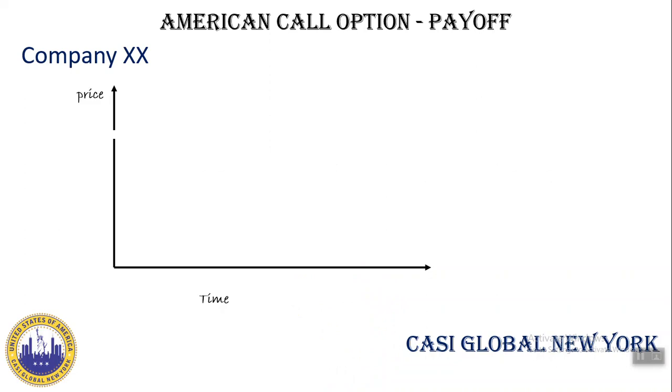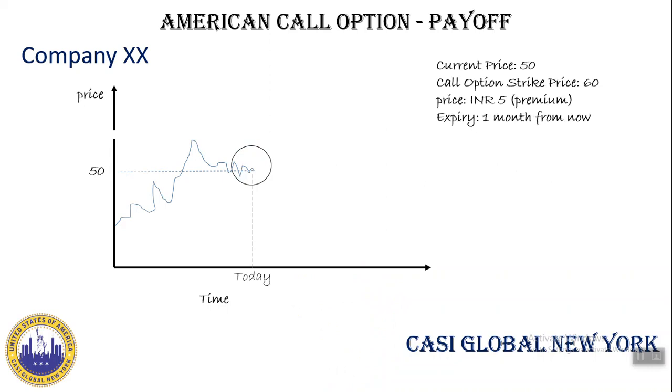Now this is a simple graph, with price on one axis and time on the other. This is company X, and this is how the graph looks today. This is the price, which is 50 rupees. So now there is a stock, company X. It is trading at 50 rupees today in the cash market.